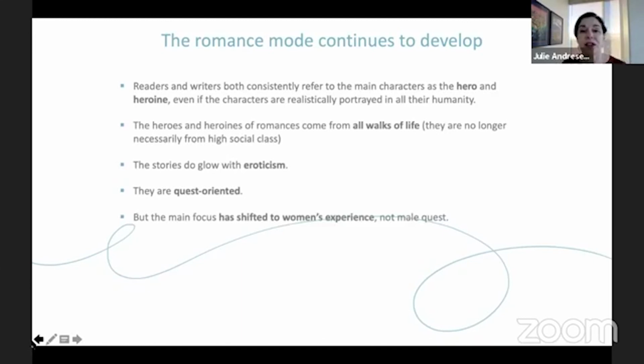Chunks of Frye's understanding of the mode still cling to it. Writers and readers still consistently refer to the main characters as hero and heroine, but clearly there is a break: none of Frye's notion of these modes has anything to do with social class or the relationship of the audience to who's on the stage.